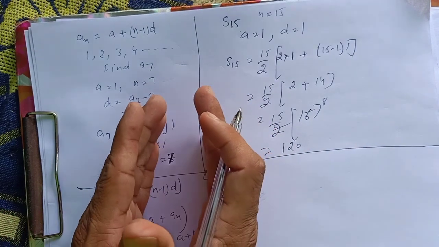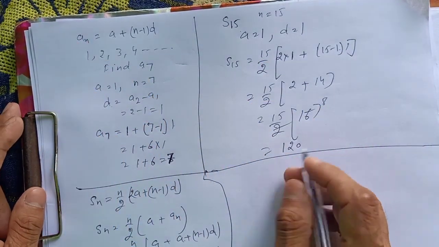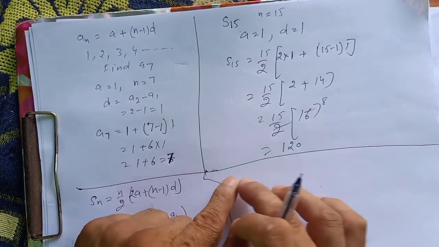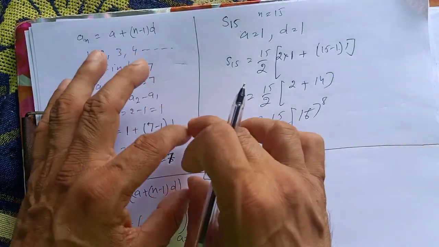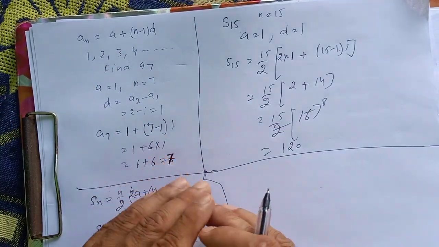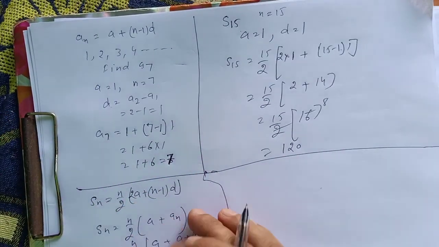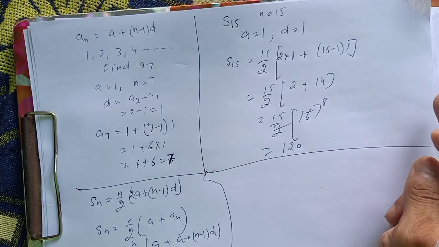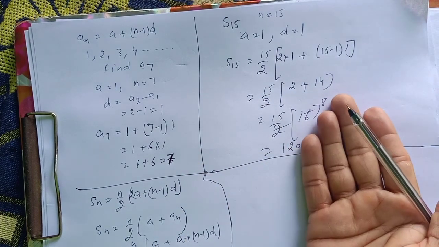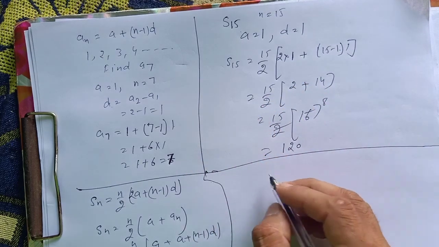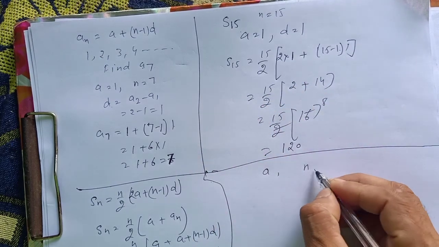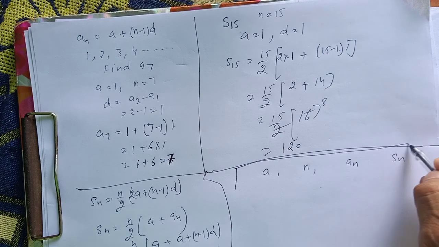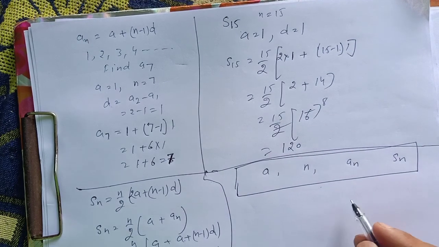In the complete chapter, we have only described these three formulas. First, how to say whether a given series is an AP or not an AP. कोई दी गई जो सीरीज है वो AP है या AP नहीं है. अगर वो AP है तो उसका D कैसे निकलेगा. D निकल गया तो उसकी nth टर्म कैसे निकलेगी. अगर nth टर्म दे रखी है तो n कैसे निकलेगा. Means we have only a, n, an, Sn. It totally depends on these numbers.